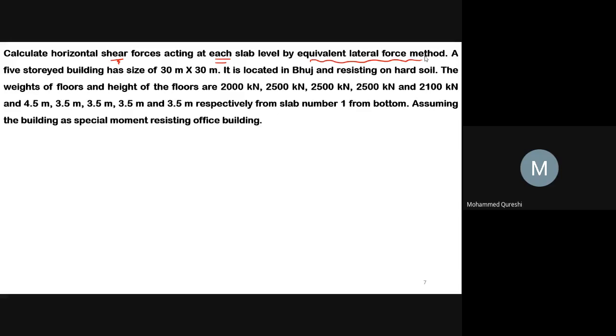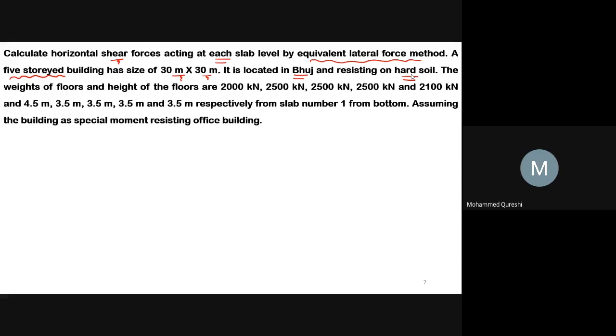Now, it is given that it is a five-storied building of size 30 meter into 30 meter, located in Bhuj and resting on hard soil. Hence, the zone factor for Bhuj, as we discussed in the previous example, lies in zone 5, and therefore the value of zone factor will be 0.36, and it is resting on hard soil.